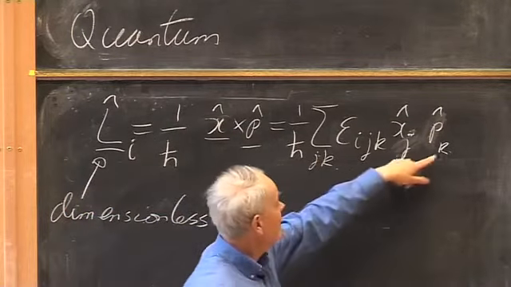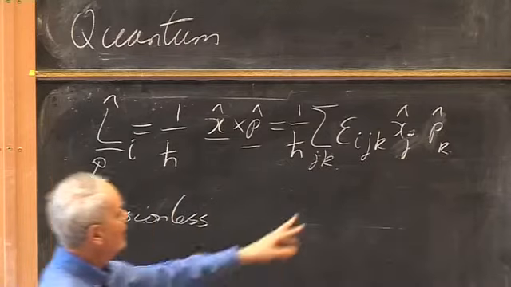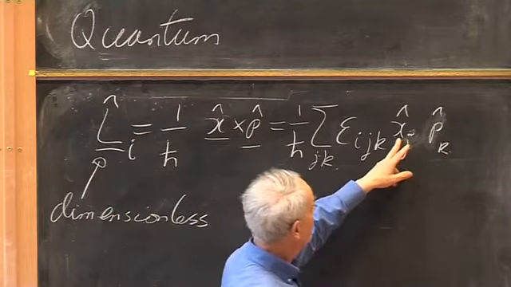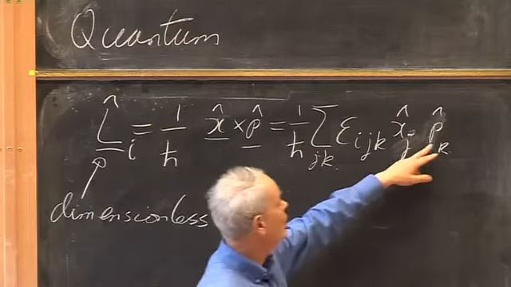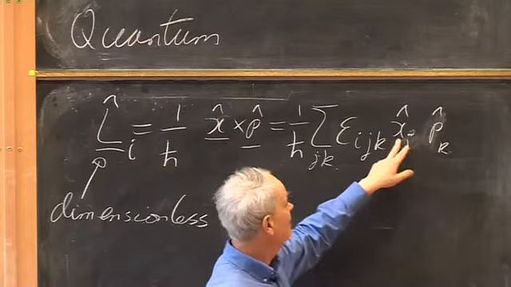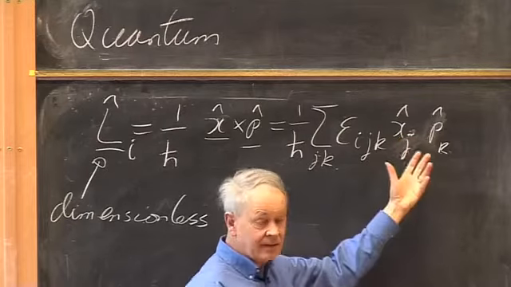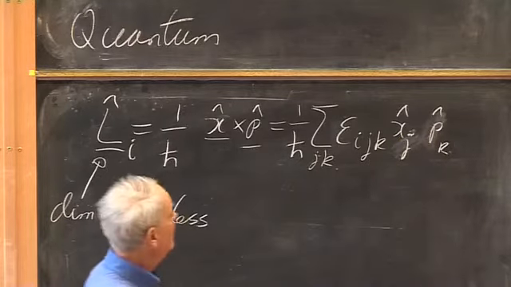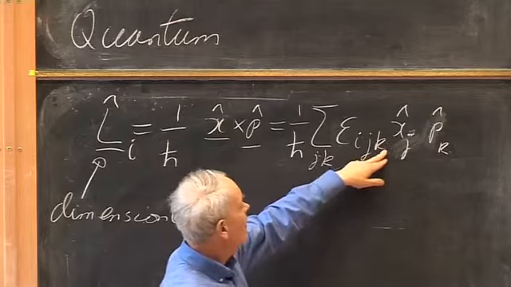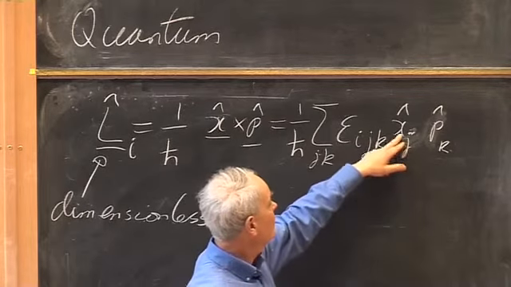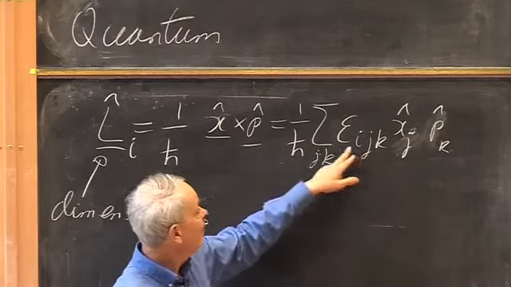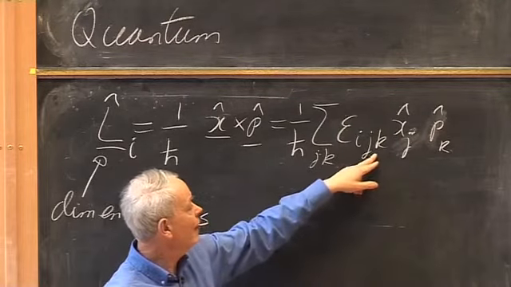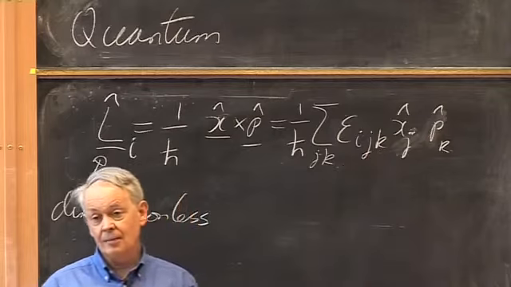Does this make sense? Do we have to worry about the order in which we write down x and p? In classical physics, we clearly don't. In quantum mechanics, you would think you would have to worry about the order. Does it matter whether this is xp or px? Well, it doesn't matter, because in this sum, the only terms which occur are when the subscript on the x is different from the subscript on the p, because this epsilon symbol, remember, vanishes if any two of its subscripts are the same.